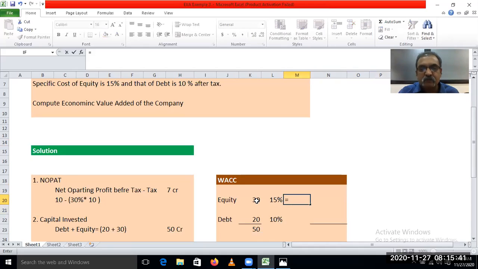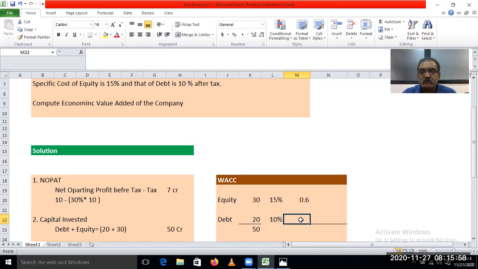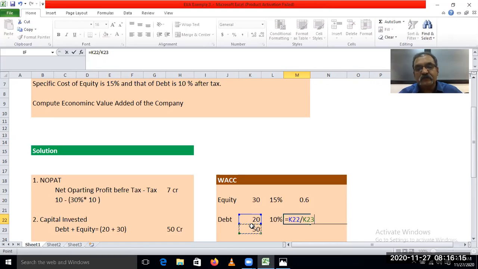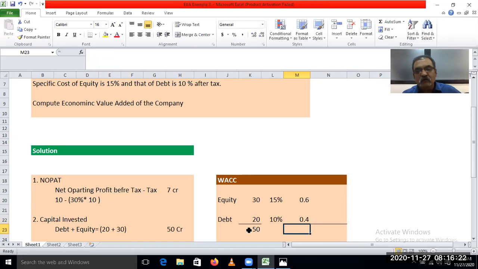I am trying to calculate the proportion of equity, that is rupees 30 crore divided by total capital of 50 crore. Proportion of 30 on 50. So 30 crore divided by 50 crore comes to 0.6. In percentage, it will be 60%, but we are taking it as 0.6. On the same line, we can calculate the weight or proportion of debt, that is amount of debt divided by total capital. That means 20 crore divided by 50 crore, that comes to 0.4. You will see that always the total of this weight or proportion will be equal to 1. So these are the weights.